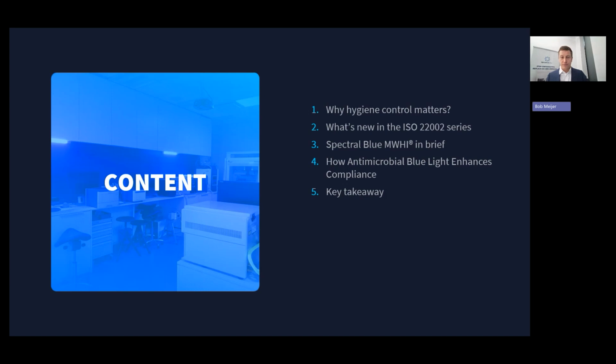Today's agenda. First, we will delve a little bit deeper into why hygiene control matters. And then we will go to what's new in the ISO 22002 series, but with a focus on understanding hygiene control requirements to prevent microbiological contamination. Then we will discuss Spectral Blue multi-wavelength high intensity in brief, before we go to how antimicrobial blue light enhances compliance. And then to wrap it up, we have some key takeaways.